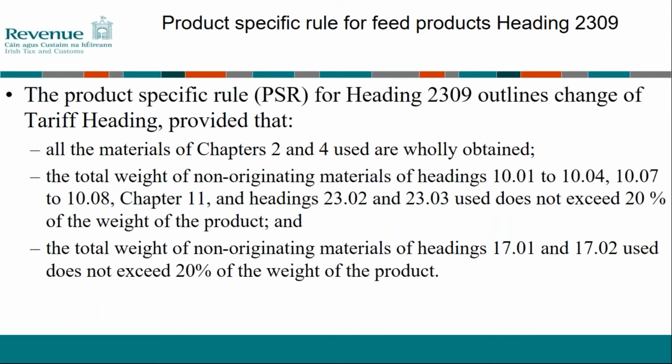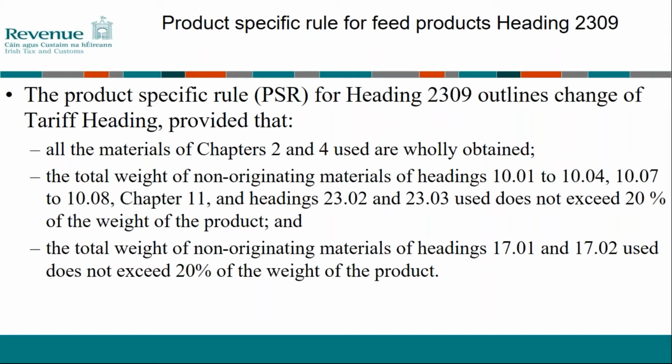So just in terms of, it was referenced in earlier slides, that heading 2309 for feed products. So this outlines the product specific rule for that heading and the change of tariff heading. So all materials of Chapter 2 and Chapter 4 used are wholly obtained, and then the total weight of those non-originating materials within the headings, again, these are all chapter headings within the classification codes, so an awareness around those. And you can see the breakdown there.